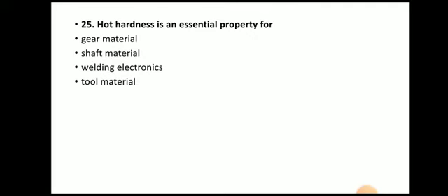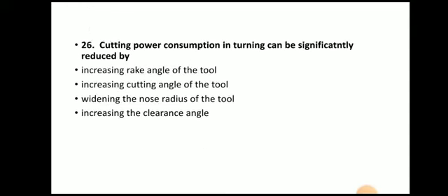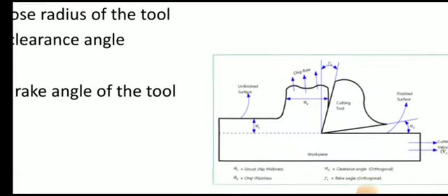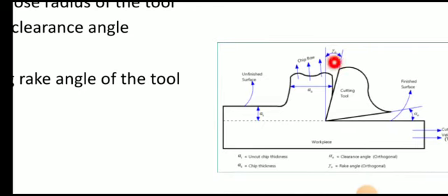Next question. Hot hardness is an essential property for. So it is an essential property for the tool material. Next question. Cutting power consumption in turning can be significantly reduced by. The answer is increasing the rake angle of the tool. So we can reduce the cutting power consumption by increasing the rake angle. So here you can see the rake angle. So as we increase the rake angle, the cutting tool becomes sharp, pointed, and hence less energy is required.